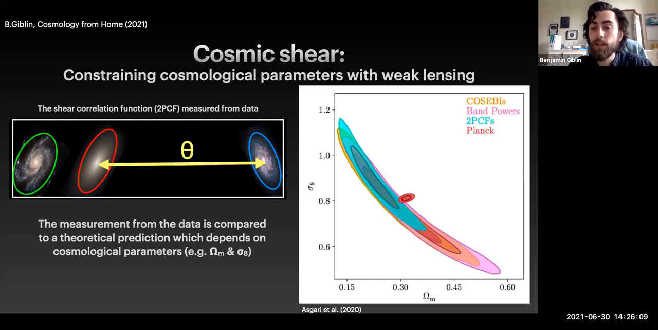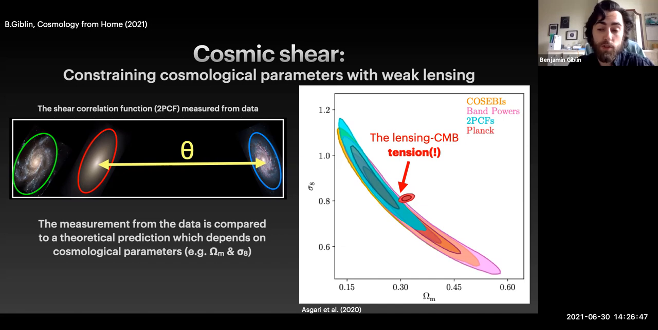Also pictured on here, you can see the constraints from the analysis of the cosmic microwave background by the Planck mission. That's shown by this very small red circle here. And the very small amount of overlap between the lensing constraints and the constraints from Planck is what is often referred to as the lensing CMB tension. The fact that we're getting slightly discordant results for these parameters from lensing and the cosmic microwave background could be a sign that the standard model of cosmology is incomplete.